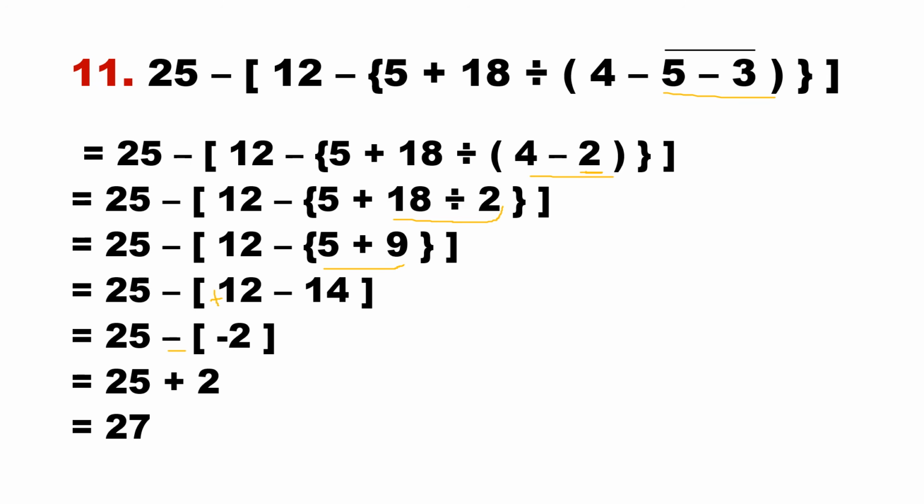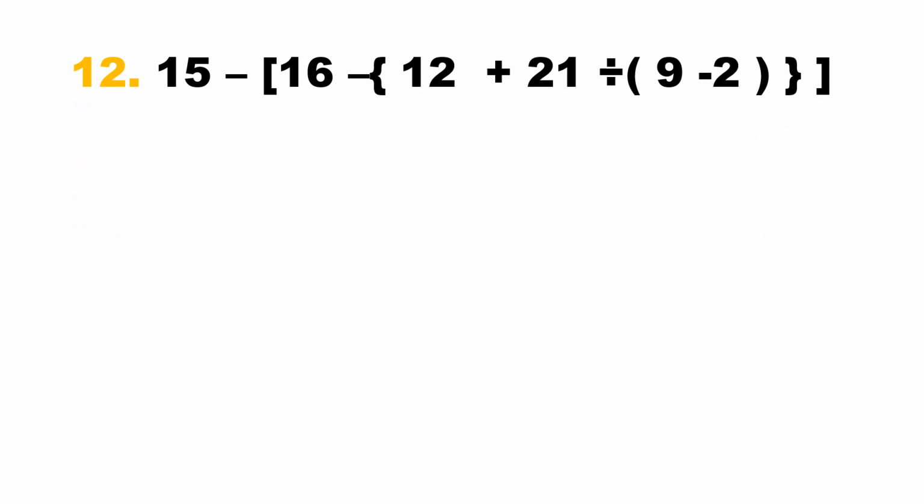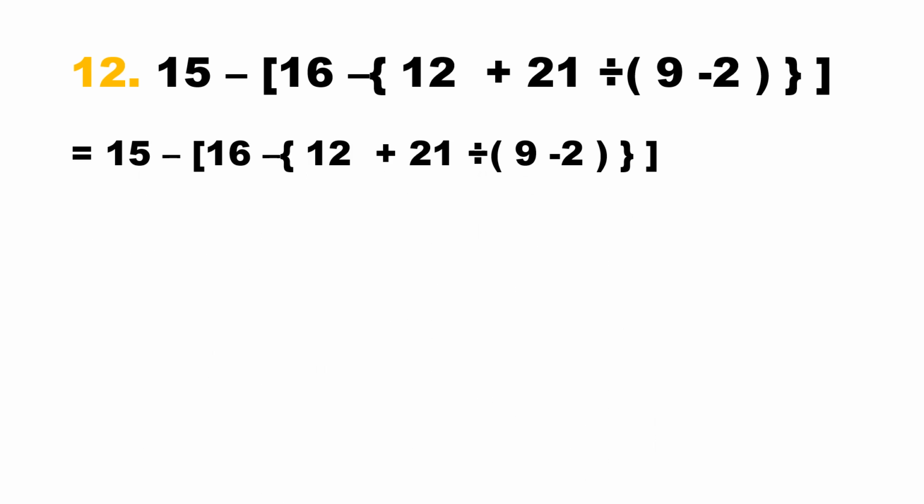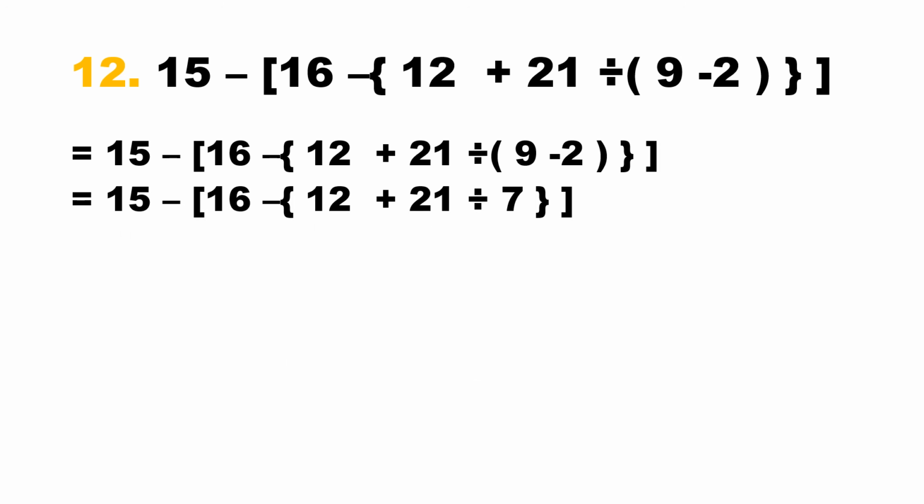So we have one more sum to go now. Let us try the next sum. This is a long sum, but it doesn't matter for us because it's so easy now to solve brackets. We are ready to face any challenge. Now you see here, small bracket. So first we know what we have to solve, small bracket. 9 minus 2 is what? 7. So I have written the sum again. Okay, this 9 minus 2 is 7. So I have replaced this by 7.